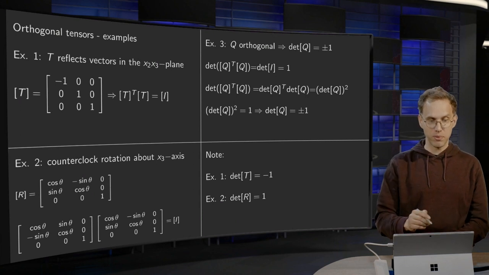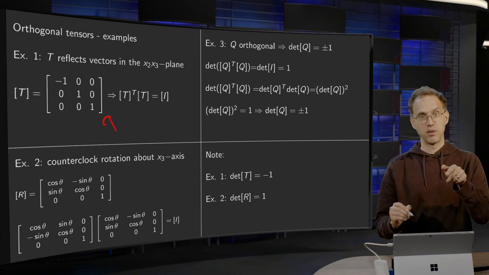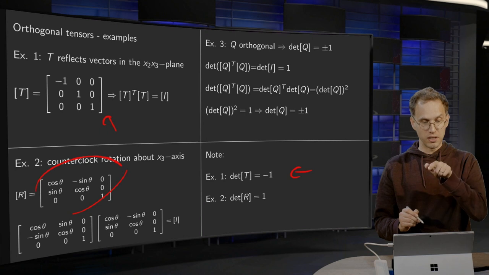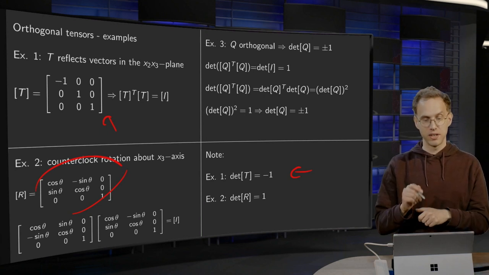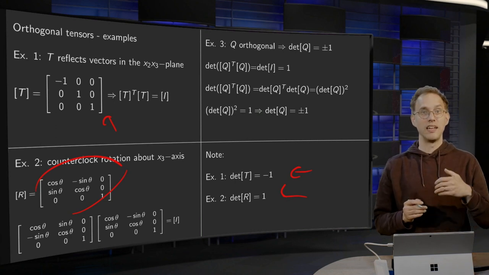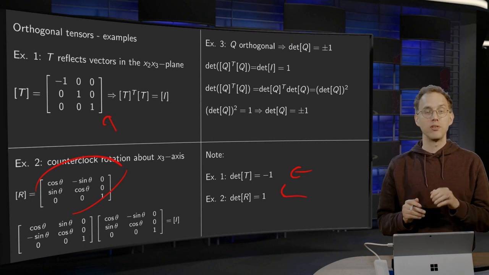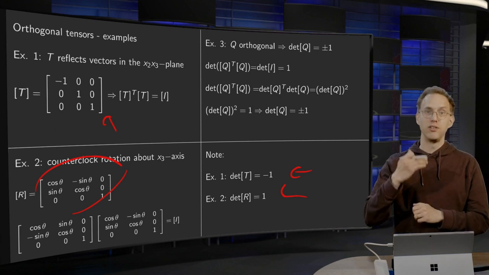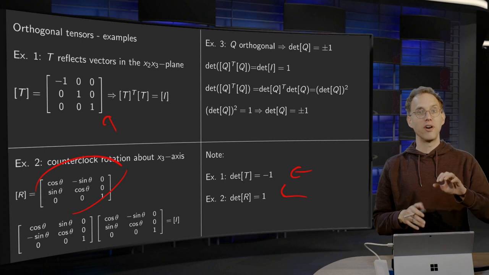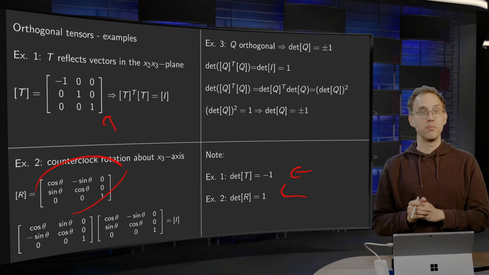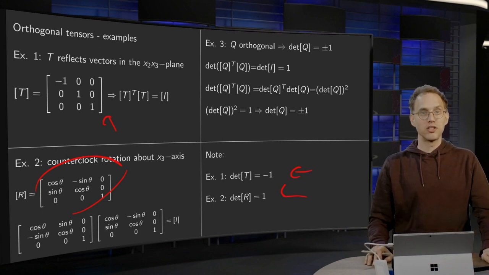So let us take a look at examples. The determinant over here equals minus 1 times 1 times 1 equals minus 1. And the determinant of this one gives you cosine times cosine plus sine times sine, which equals 1 times 1, is 1. So we indeed see examples 1 and 2 satisfy that the determinant is either plus or minus 1. And we also see, which is true more generally, if you have only a rotation, your determinant will be equal to 1. And if you have a reflection as well, for reflections, your determinant becomes minus 1. So those are some examples of orthogonal transformations and their properties.